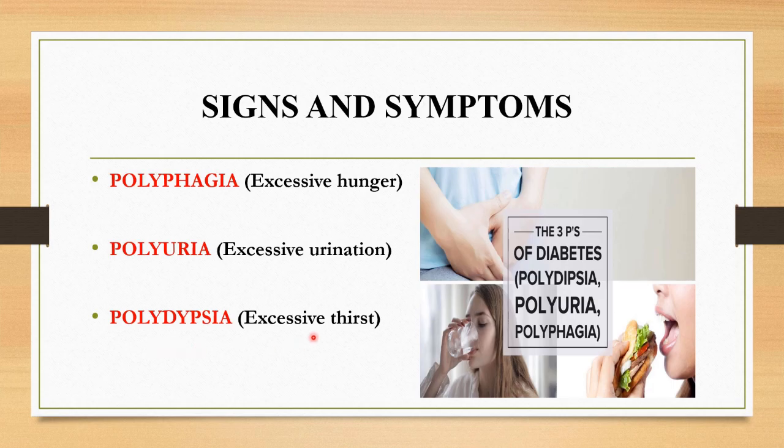So the kidney started to produce more urine, so more water is being lost from our body. In order to compensate for that, the people will always be in excessive thirst. So these are the main signs and symptoms of diabetes mellitus.